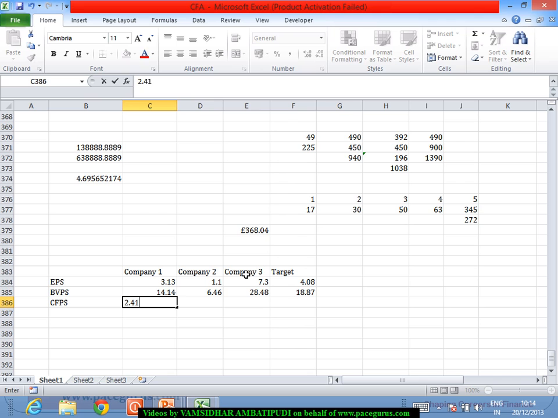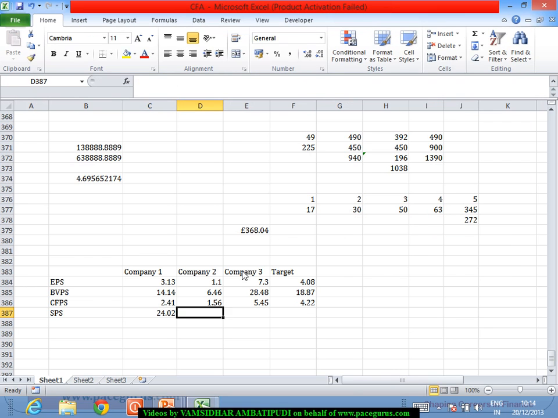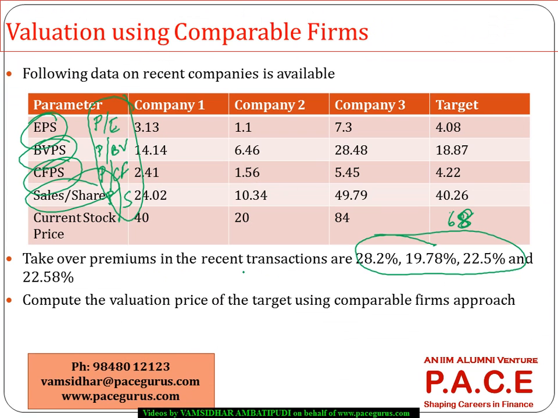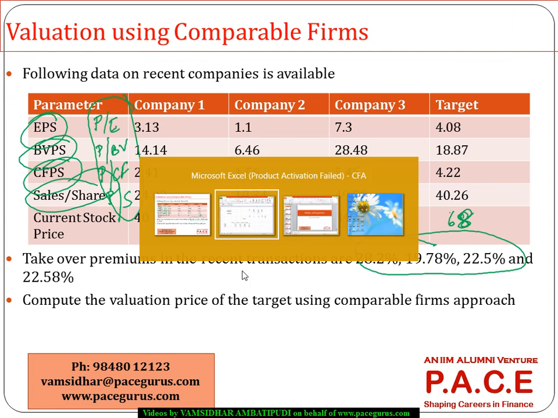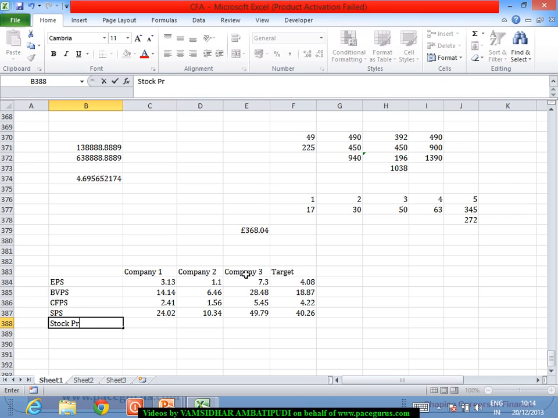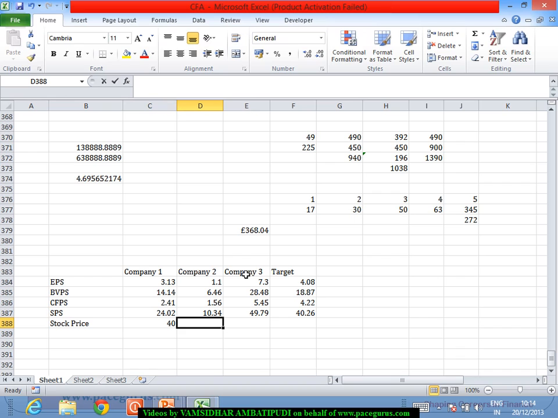2.41, 1.56, 5.45 and 4.22, and sales per share 24.02, 10.34, 49.79 and finally 40.26. And of course I am looking at current stock price. Current stock price 40, 20, 84, 68.